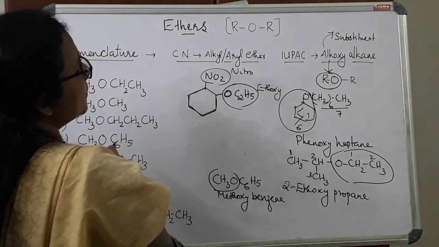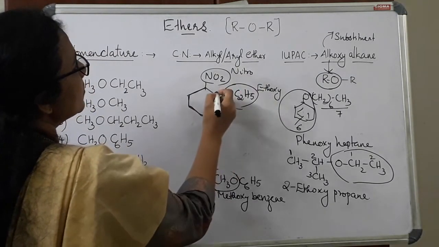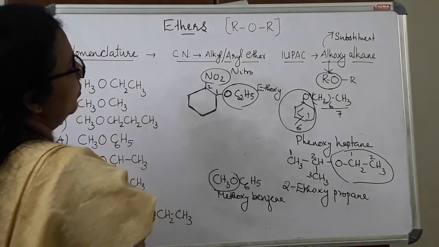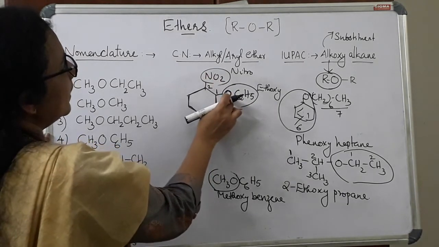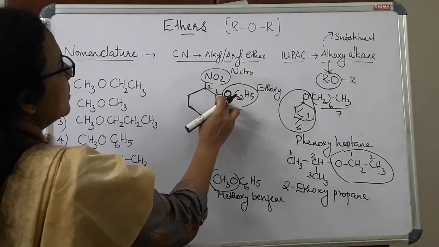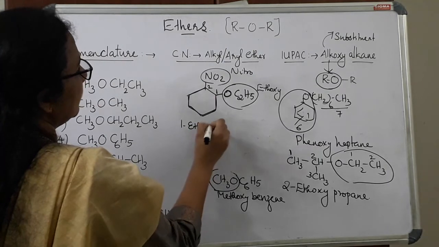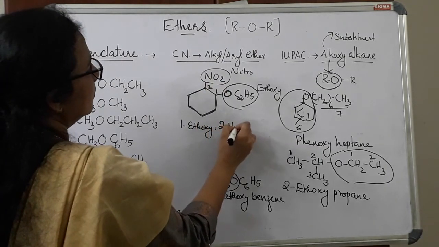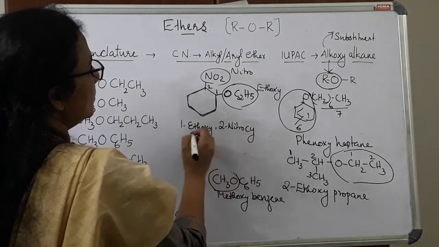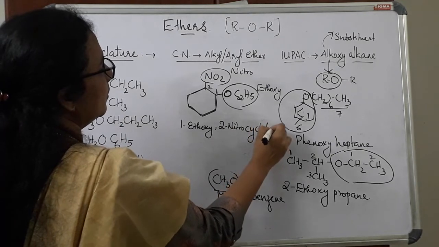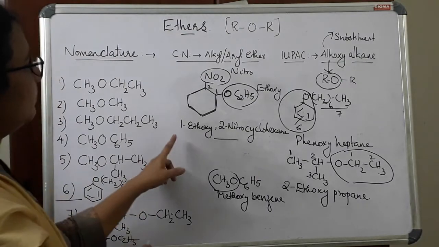So they are in the 1-2 position. Which one comes first, or which is at the first position? E comes first, so it will be 1 and this will be 2. So the ethoxy substituent and the nitro substituent are connected to a cyclohexane. So we can write it as 1-ethoxy, 2-nitro. This is cyclohexane, so it will be 1-ethoxy, 2-nitro cyclohexane. This will be the IUPAC name of this particular compound.